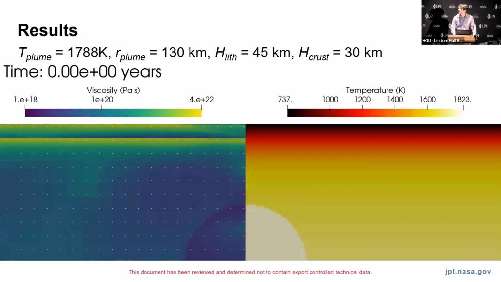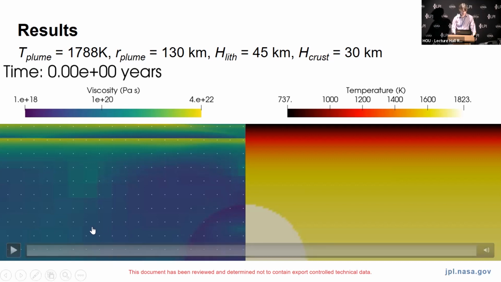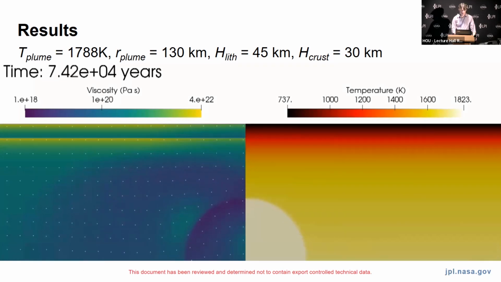So going in to show an example of one of the results. We have this body of set temperature, in this case 1788 Kelvin, a plume of some 130 kilometer radius, 45 kilometer thick lithosphere, 30 kilometer thick crust. On the left, we're showing viscosity. On the right, we're showing temperature. And then contour lines will appear on the temperature field that show where melt is developing. So initially, it starts to rise up.